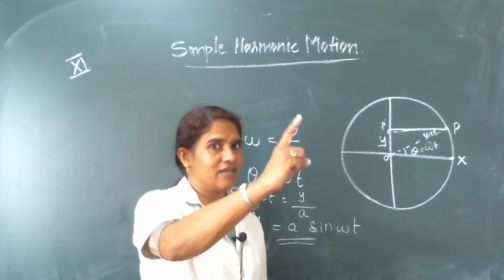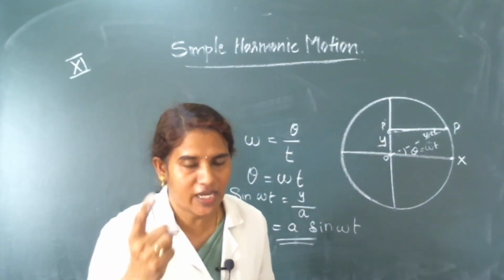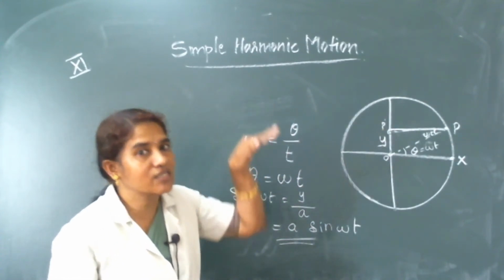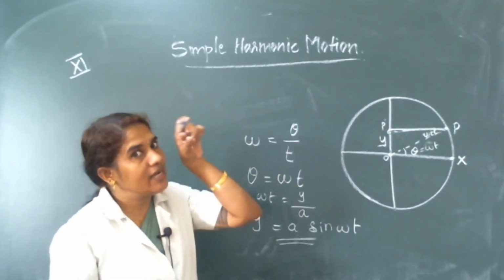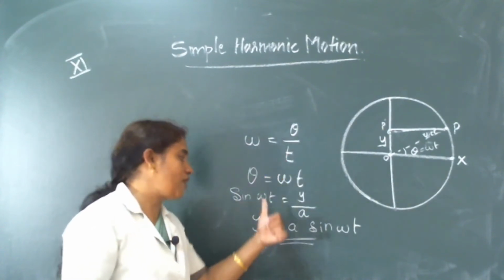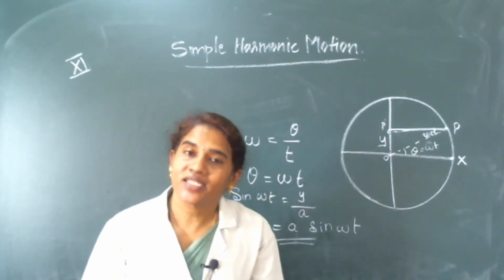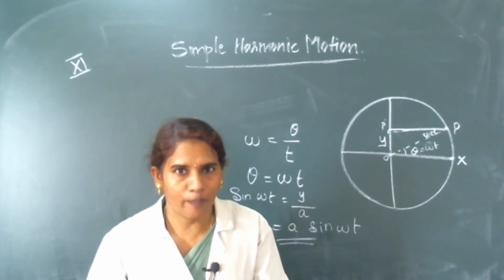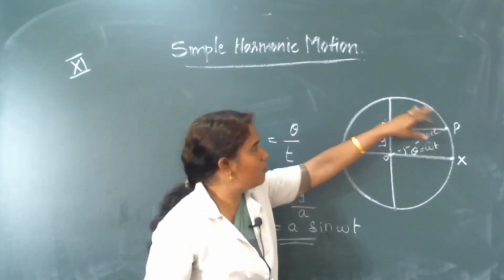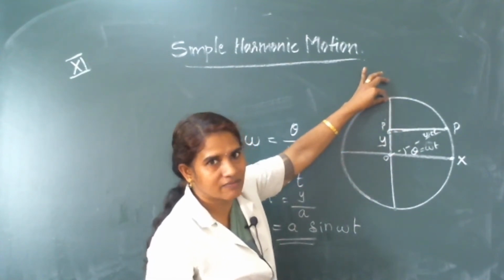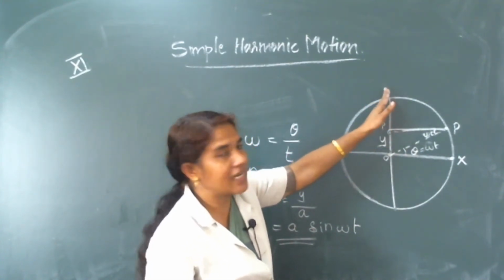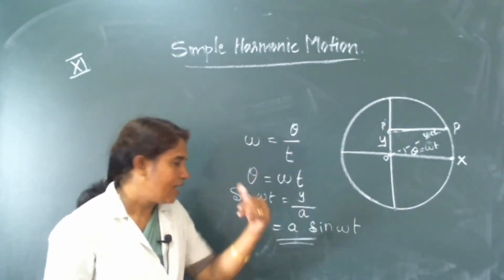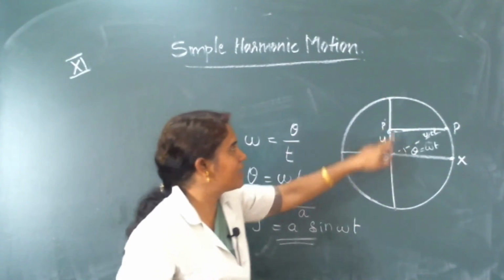When a particle undergoes uniform circular motion, the way the foot of the perpendicular moves at the same time is called simple harmonic motion. Then displacement in simple harmonic motion y can be expressed as a sine omega t. As the particle moves, displacement also varies. When omega t becomes 90 degrees, then sine omega t becomes 1, and displacement will be equal to the radius of the circle.